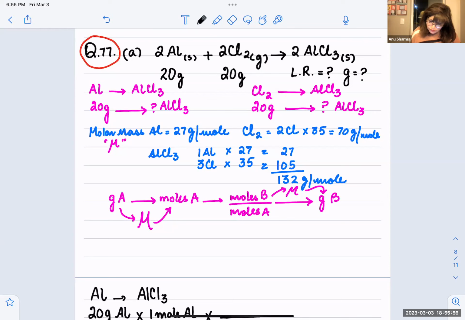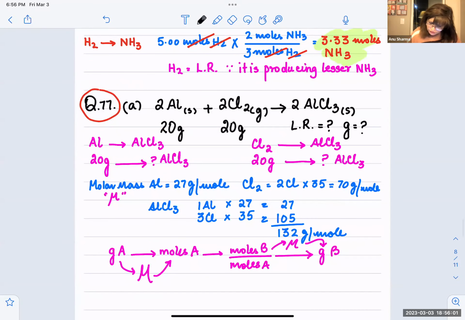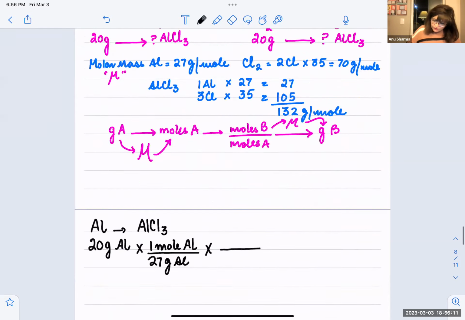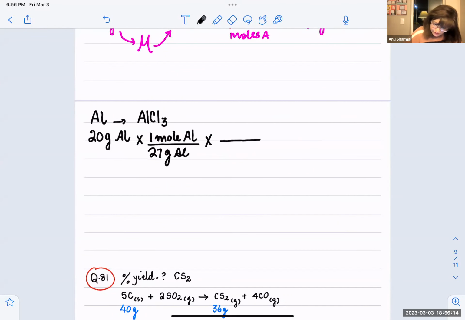Oh, wait, 1 second. Doesn't seem right to me. This is 2. Let's see, 3 2s are 6. This should be 3. Okay, 3. So 2 aluminums, 6 chlorines. Yeah. Okay, so that was a misprint. Okay, anyway, so we have 2 AlCl3 and 2.